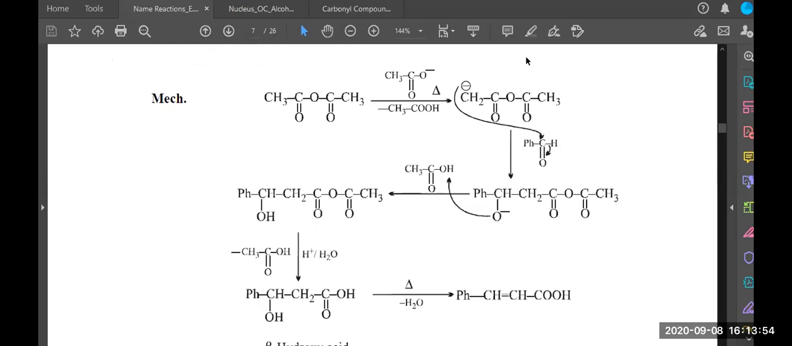Now see this. As I said, the first step is removal of H plus. We will get this as your nucleophile. Then same mechanism as aldol, it will attack on this carbon. We will have this condensation product. Now, we have an acid here. So this O minus will take this H plus. This is a very small reaction, don't worry about that. So we'll get this.